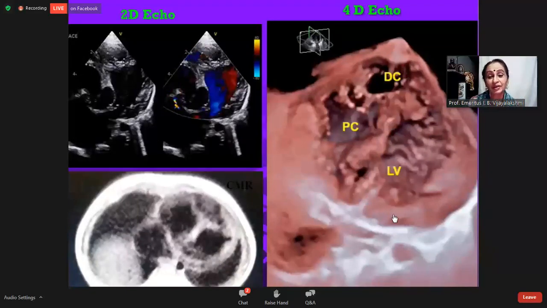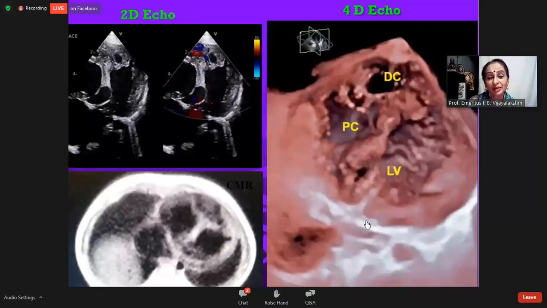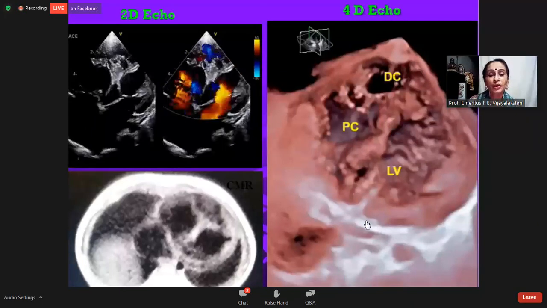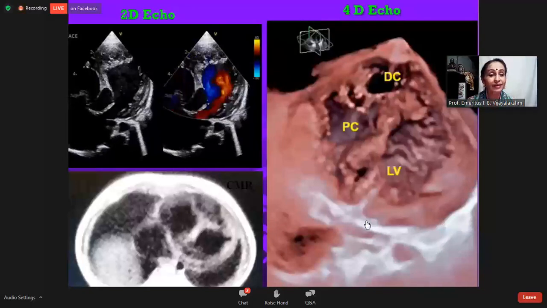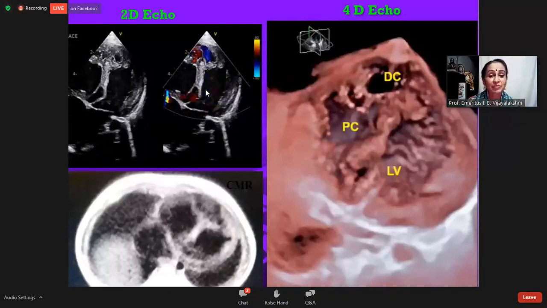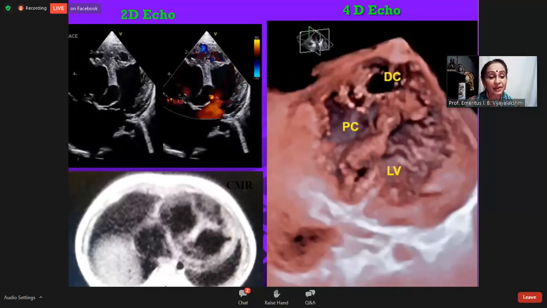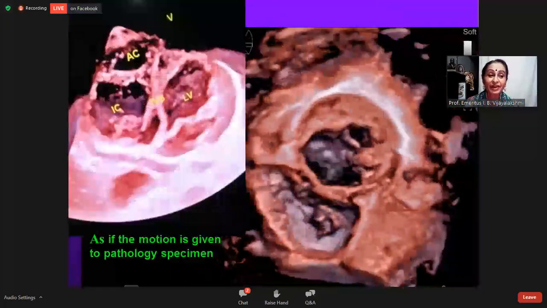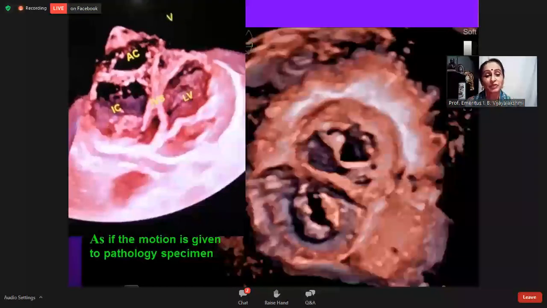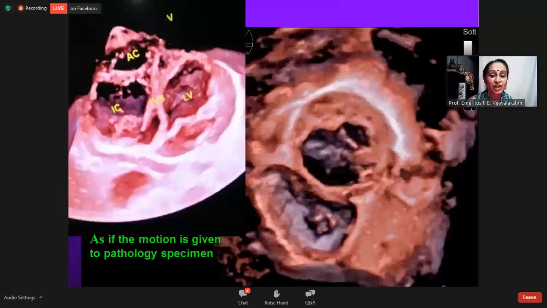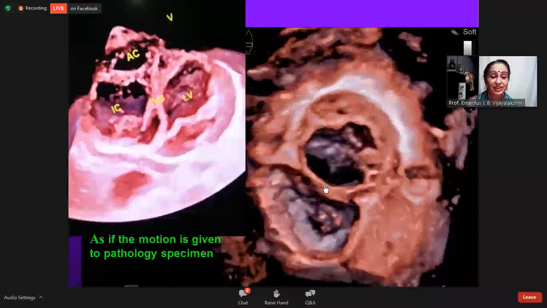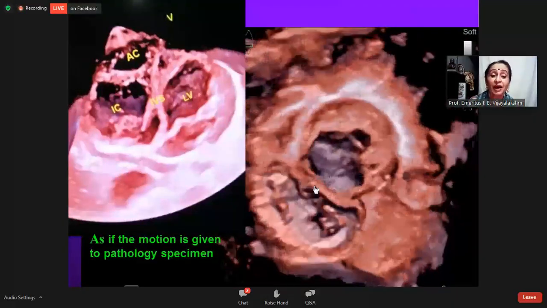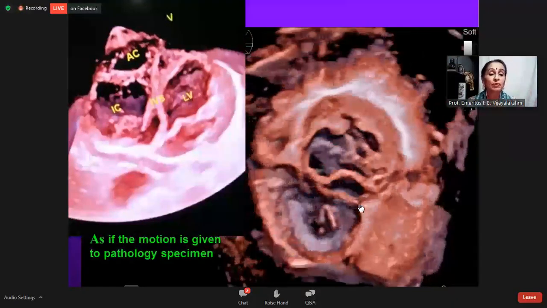But look here, the non-compaction Samir was describing is so beautifully seen in the 4D. You don't require any criteria. It is double chambered, and you can see that the interventricular septum is intact. So I went ahead and did the balloon dilatation of the pulmonary stenosis, and now the child is 2 years old, and this is the mitral valve, tricuspid valve, and that is the interventricular septum, which is split, but there is no flow across it.